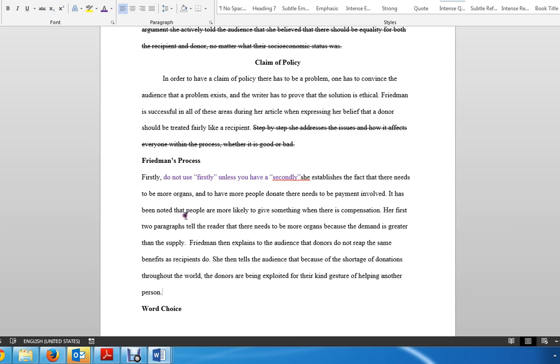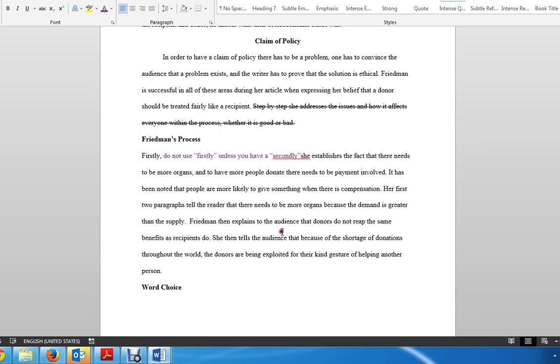Then you say it has been noted that people are more likely to give something when there is compensation. It has been noted where? Are you saying that Friedman has said it was noted, or are you saying that it's noted? Because if you're going to say Friedman said it, then you need to say Friedman said it. If it's you saying that it has been noted somewhere, one, where it has been noted, I would be asking. But two, you don't put anything like that in this paper, because it all has to be, what is Friedman saying? How does it affect her audience? So anything that has to do with your commentary has to come out.